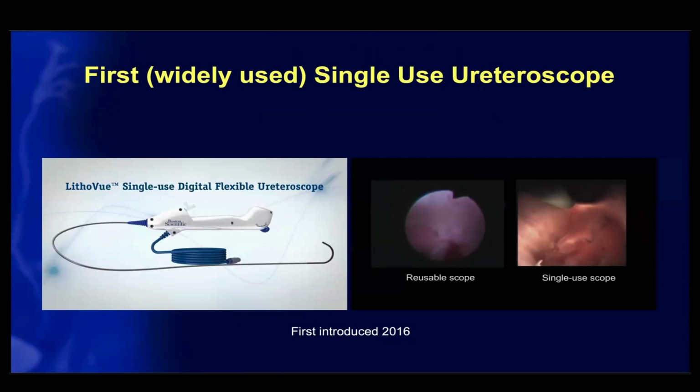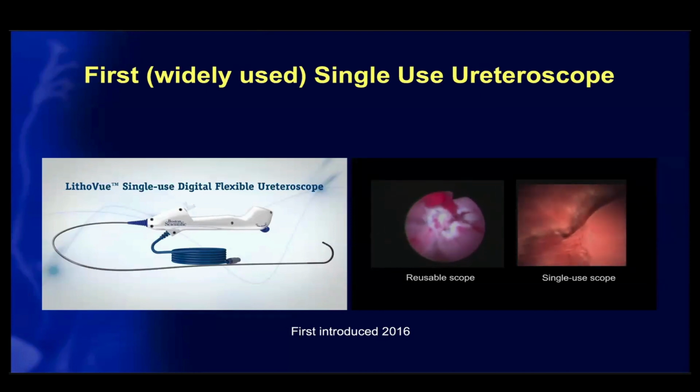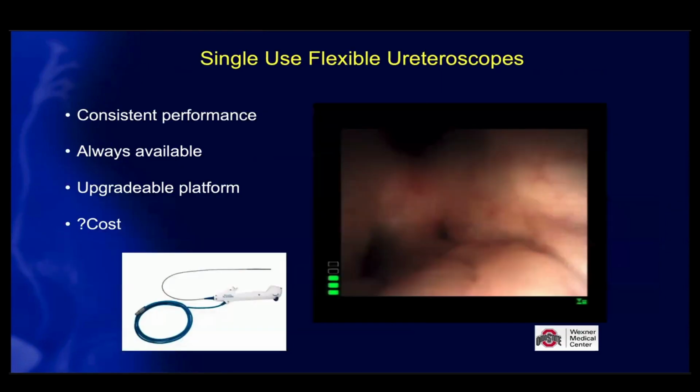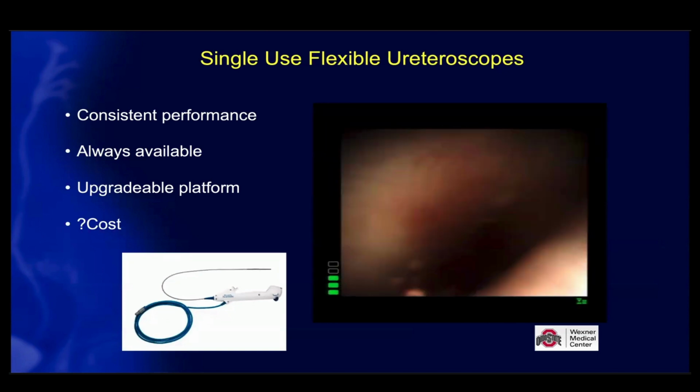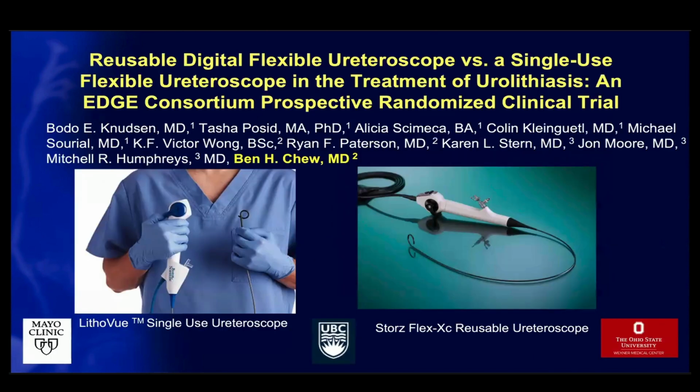The first widely used single-use ureteroscope was the LithoVue. And what we showed with this is that you could use it for just one single use, with consistent performance, and it's always available. The question is about the cost.